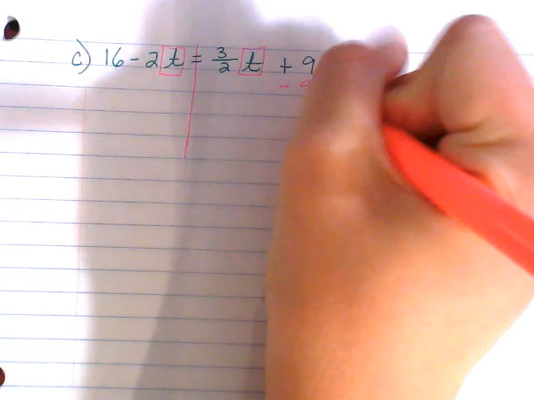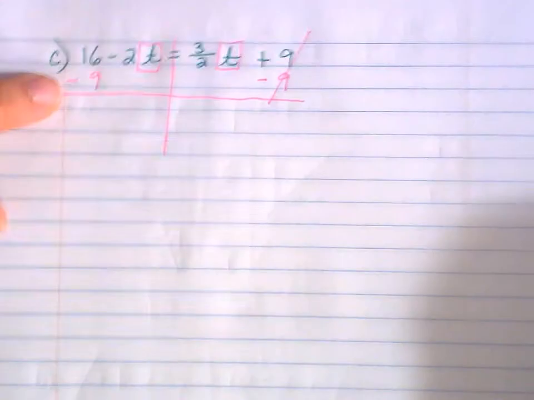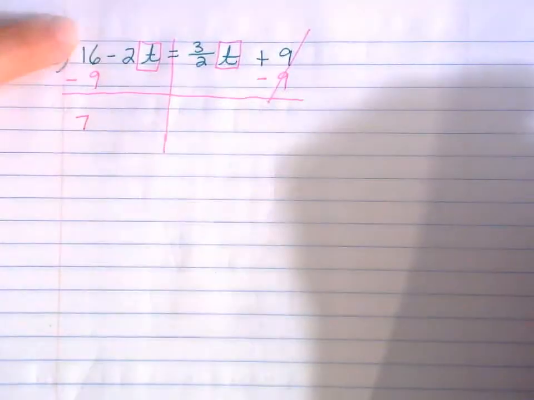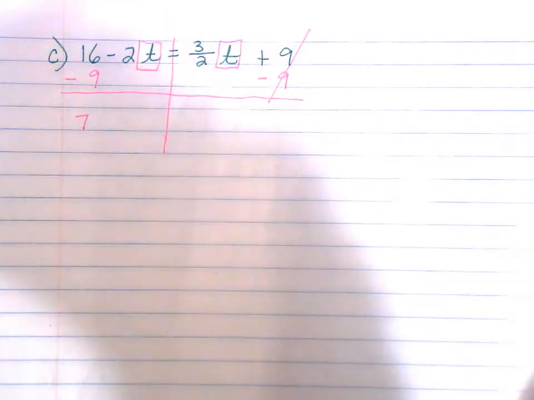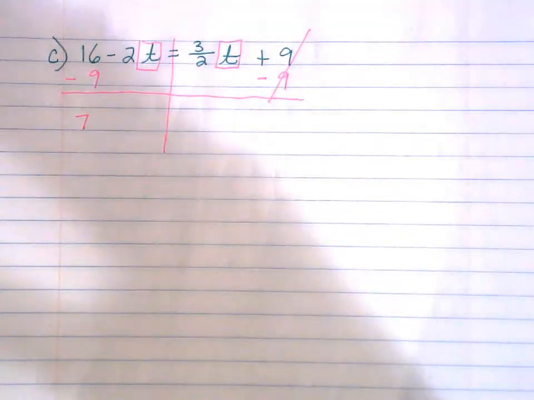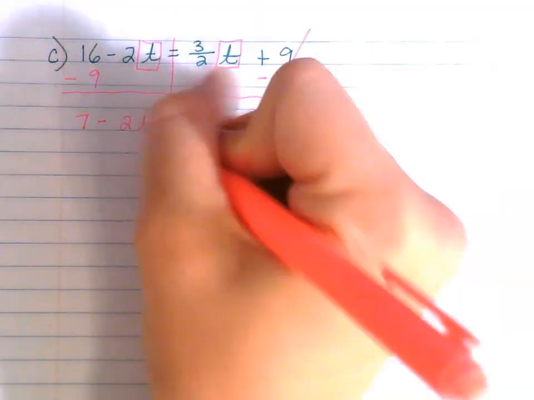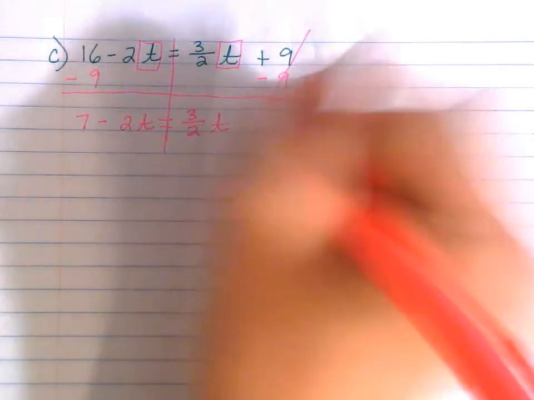So minus 9 cancels out. Minus 9. What I mean by keeping it positive. I know that 16 minus 9 is a positive 7. Where if I subtracted 16 from both sides, I would have gotten a negative 7. I try to minimize how often I have to deal with negative numbers. So 7 minus 2t equals 3/2 t. And that canceled out.